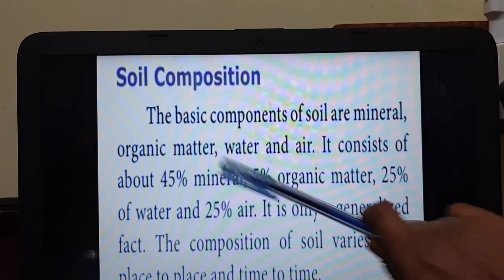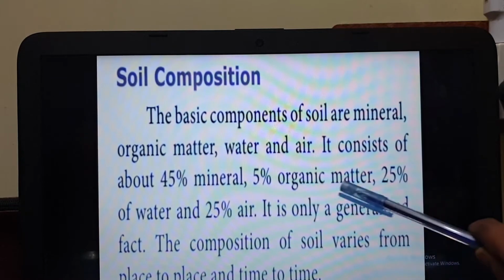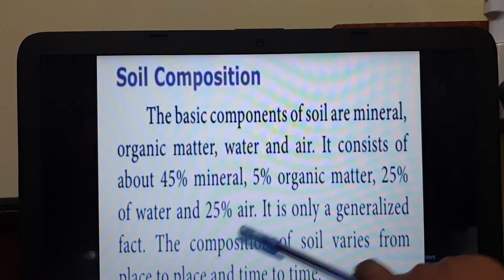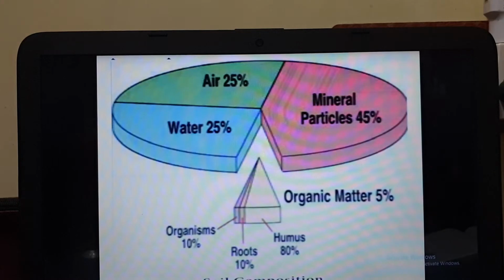It consists of 45% of minerals, 5% of organic matter, 25% of water and 25% of air. Okay. It is only a generalized fact. It may differ from place to place and time to time. Yeah, we'll just see the chart.